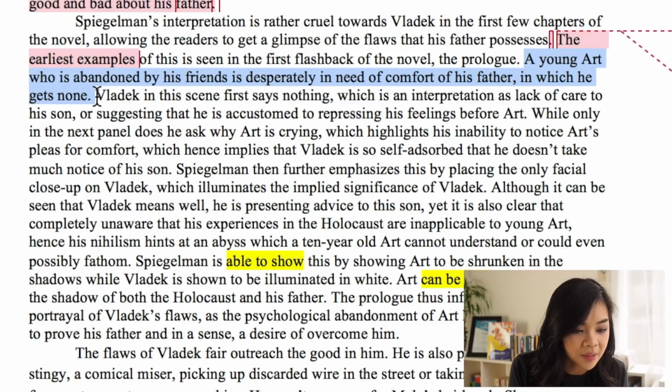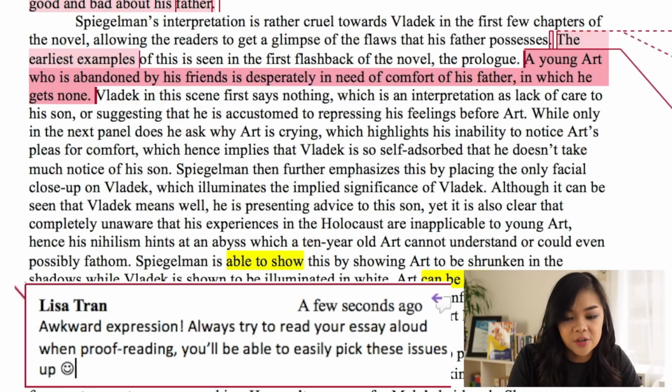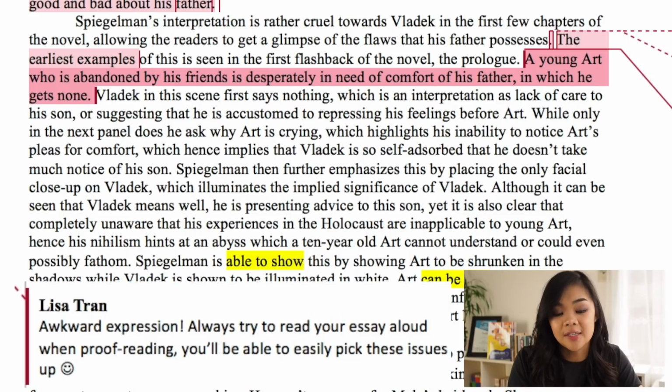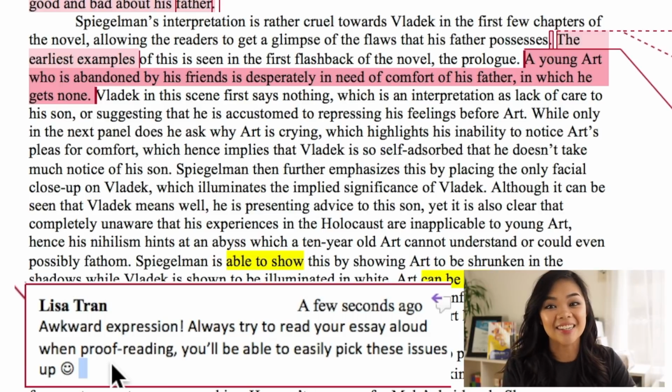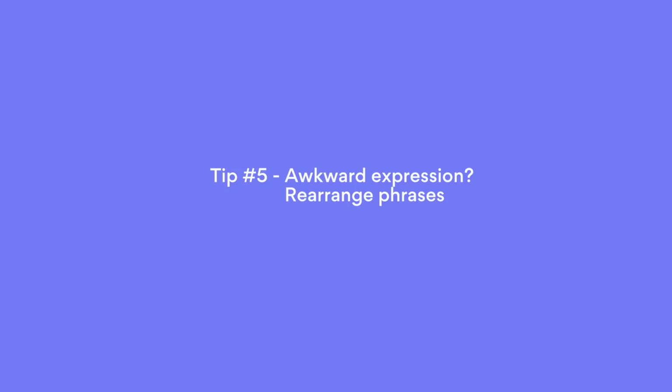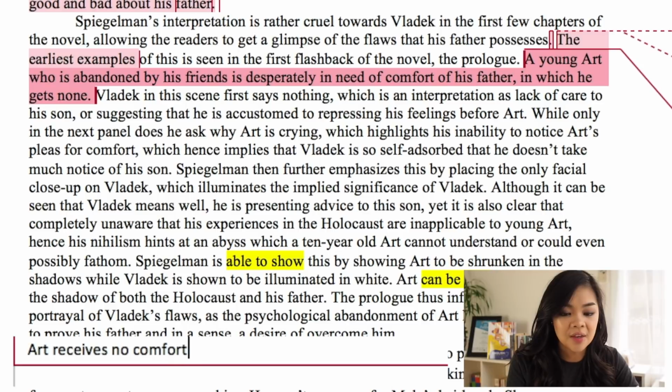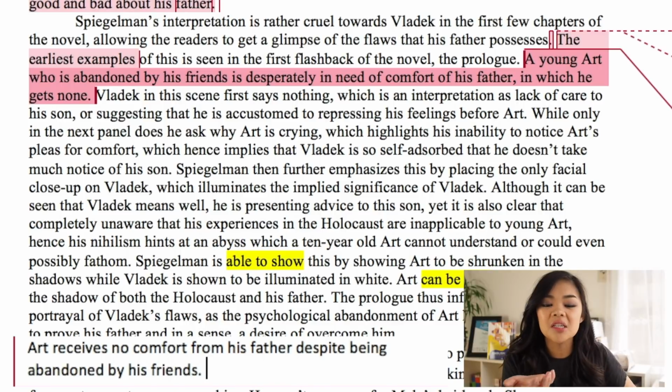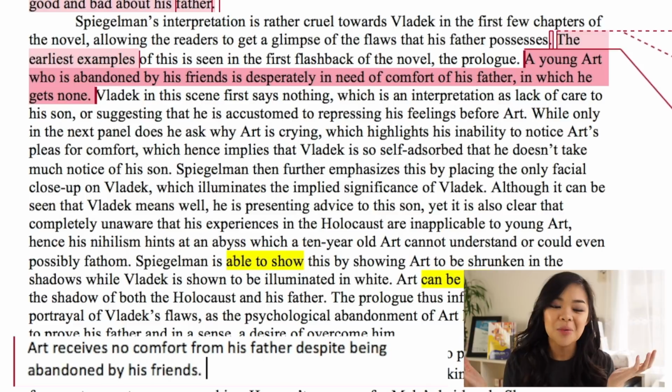Oh, that's a bit awkward expression here. It's actually really easy to fix awkward expression. It might not sound easy, but it actually isn't that bad. One of my favorite ways to do it is just to rephrase certain parts of the sentence. So we might say something like, Art receives no comfort from his father despite being abandoned by his friends. Just something like that. I think it's already one step up from the sentence before, and I didn't really change that much of the sentence. I just switch things around and suddenly it works.